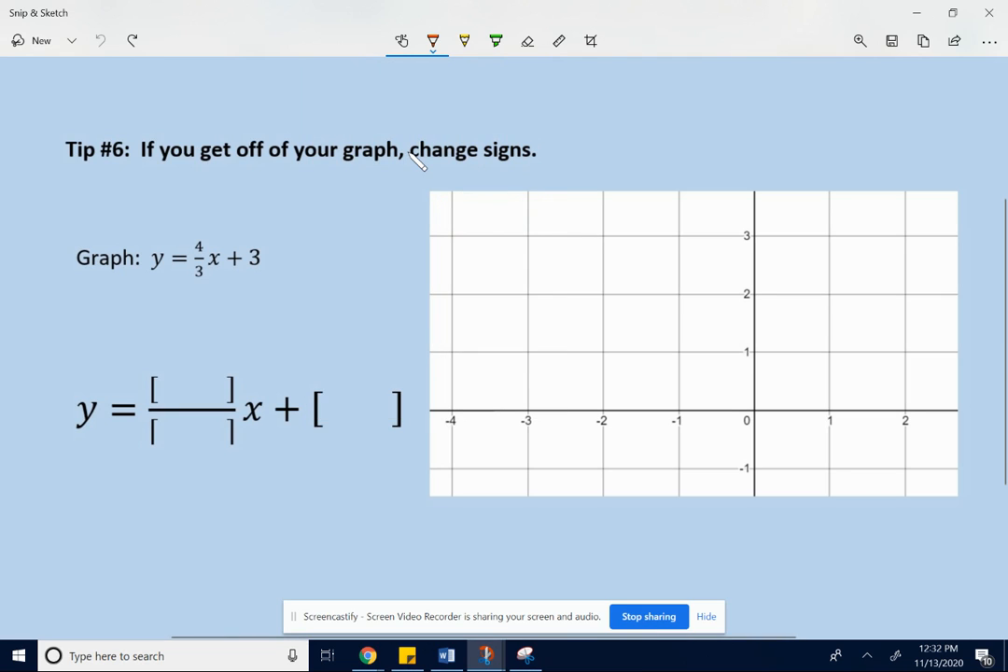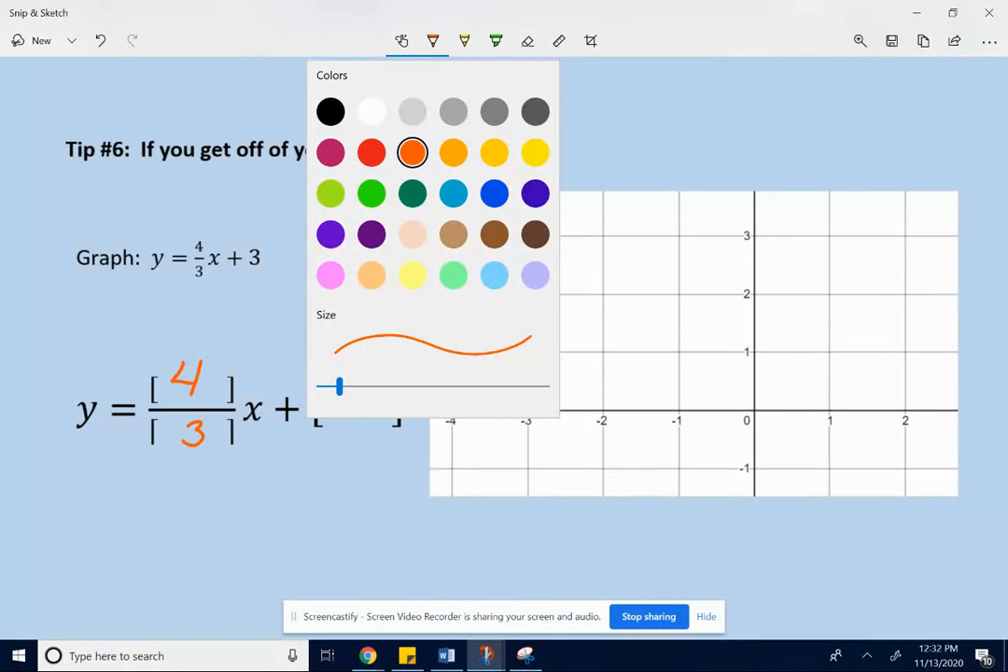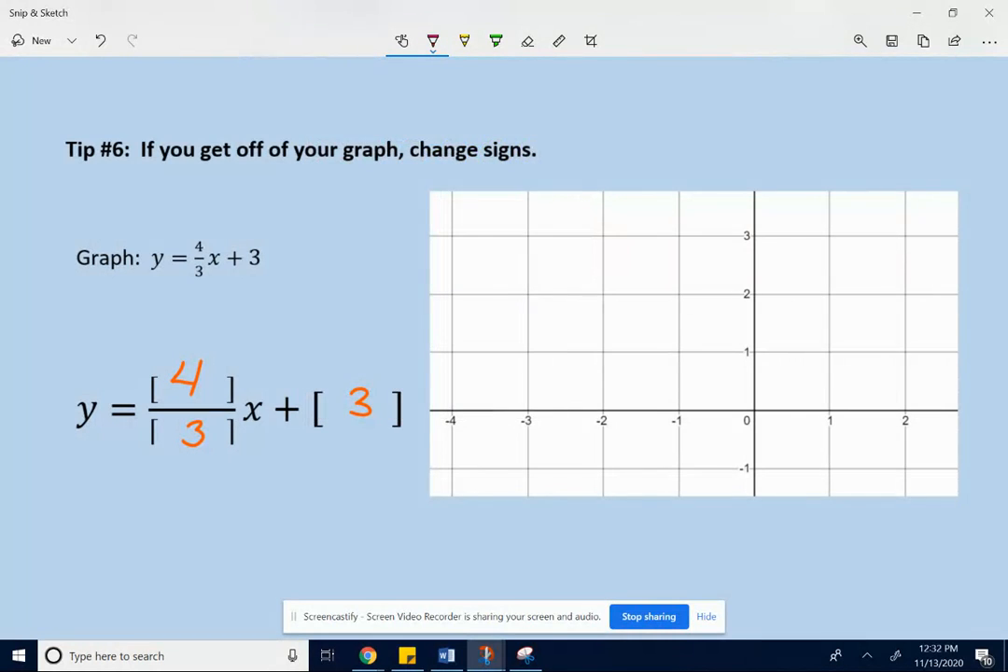Okay, let's look at the equation y equals 4/3 x plus 3. Let's first put the numbers in the blanks. We already have a fraction sitting in front of the x, and we already have a number after the plus. So that was already good to go. To graph it, we're going to start at the y-axis at 3, because 3 is the y-intercept. And then our slope is 4/3.